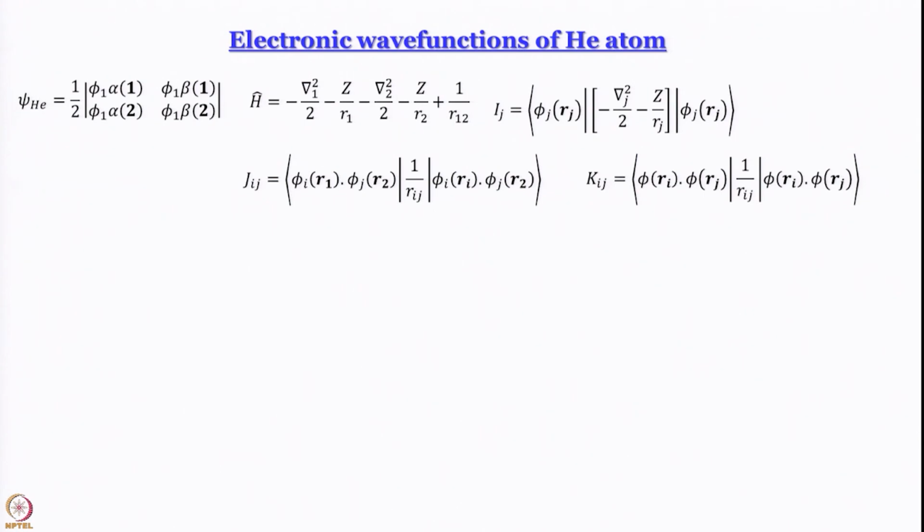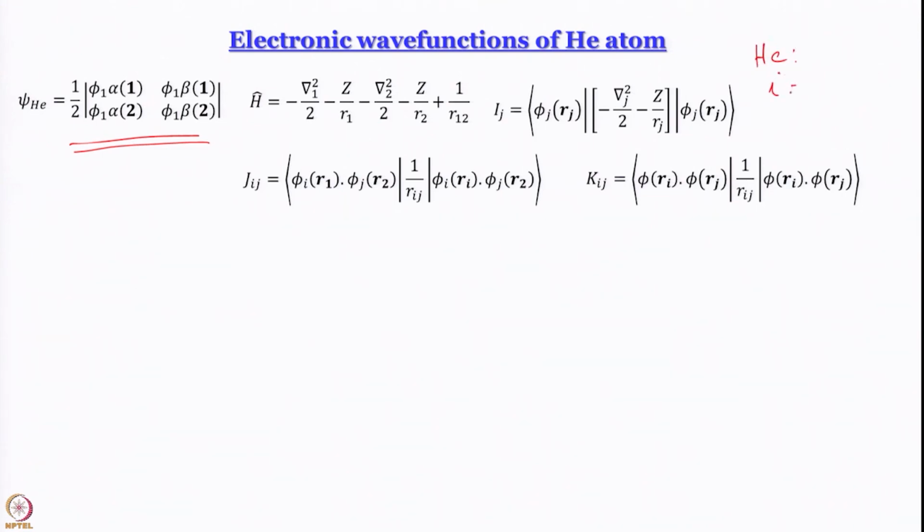Okay. So, let us go back to helium and write the expression for this helium wave function. The helium wave function is this Slater determinant, phi 1 alpha of 1, phi 1 beta of 1, phi 1 alpha of 2, phi 1 beta of 2. Now, this is a special case. What is the special case? What is i here for helium?